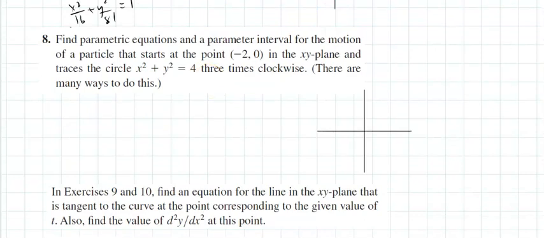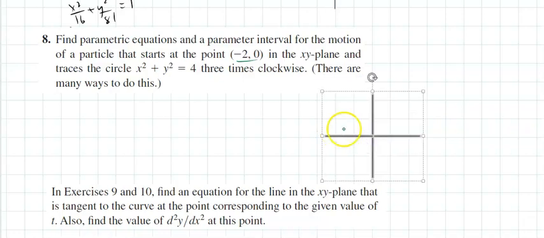Number 8. Find parametric equations and a parameter interval for a graph that starts at negative 2, 0. Oh, because I shifted that, everything's out of sync. You want to start at negative 2, 0.